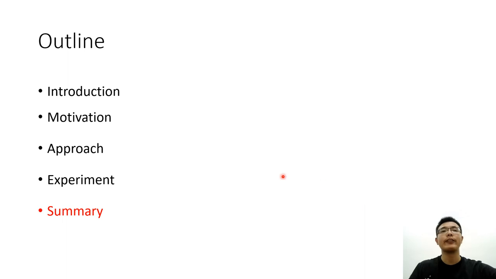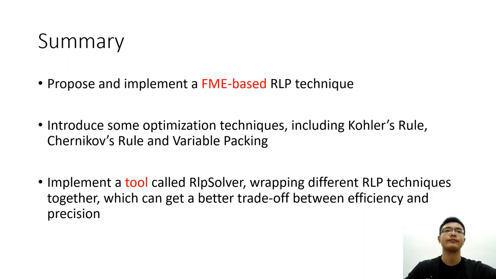Now let me make a summary of our paper. First, we propose and implement a FME-based rigorous linear programming technique. Second, we introduce some optimization techniques, including Chernikov's rule and variable packing. Third, we implement a tool called RLP Solver, wrapping different rigorous linear programming techniques together, which can get a better trade-off between efficiency and precision.